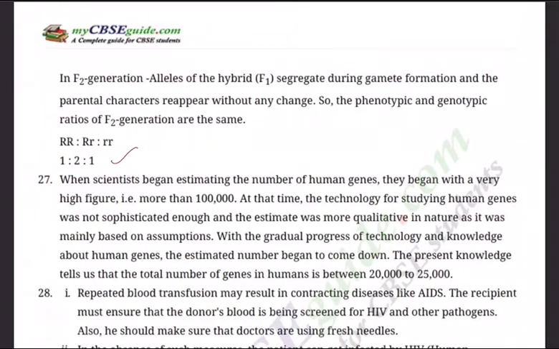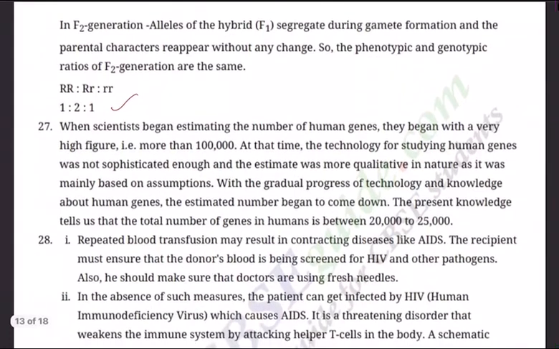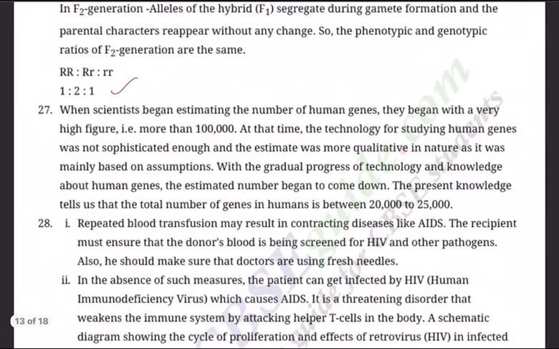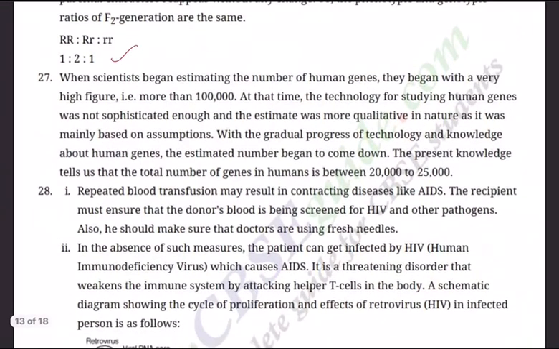Monohybrid cross. Question 27: The total number of genes in humans is far less, that is less than 25,000, than the previous estimate of up to 1,40,000 genes. Comment upon this. When scientists began estimating the number of human genes, they began with a very high figure, that is more than 1 lakh.